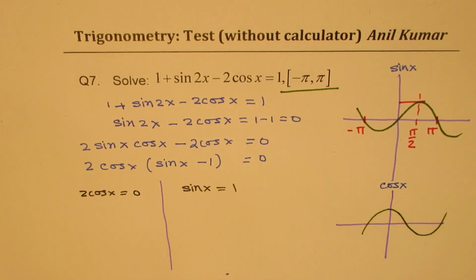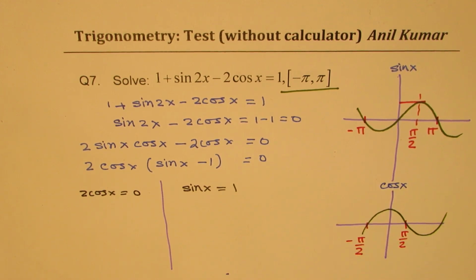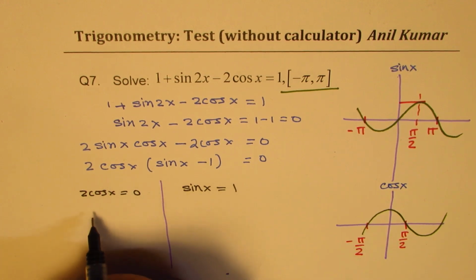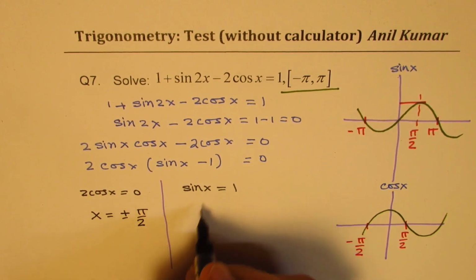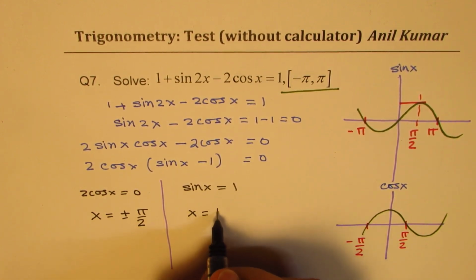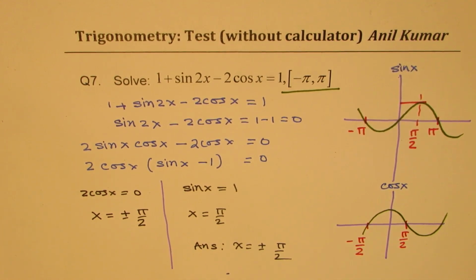Okay. So it is 0 at pi by 2 and at minus pi by 2. Correct? So these are the two values where cos x is equal to 0. So here we get the answer as x is equal to plus minus pi by 2, and here we get x equals to pi by 2. Correct? So our answer here is x equals to plus minus pi by 2. Correct? So that is how we are going to solve this question.